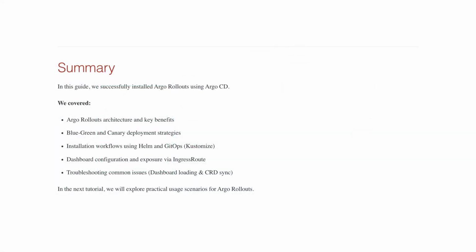And that's it. We've successfully installed Argo Rollouts using a proper GitOps workflow. Let's recap what we covered: what Argo Rollouts is and why it's awesome, Blue-Green and Canary deployment strategies, two installation methods, quick Helm and proper GitOps, the full GitOps setup with Argo CD and Kustomize, how to expose the dashboard with an ingress route, fixing the infinite loading dashboard issue, and fixing the CRD out of sync issue.